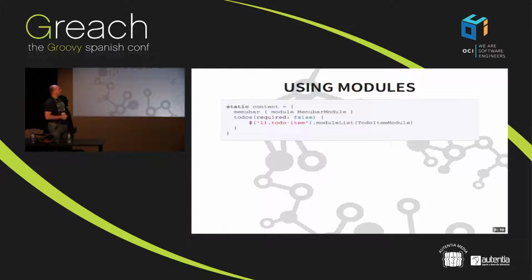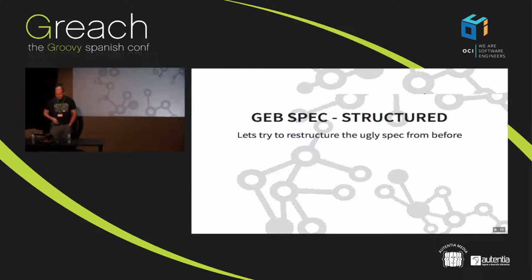Then in my to-do page, I can say, well, I have the menu bar module. That's just a module of type menu bar. And the to-do list, here I select out, so how do I grab the to-do items? And those are the ones that are being served as a to-do item module. So I don't have the base of the to-do items there. I select those in the content closure here.